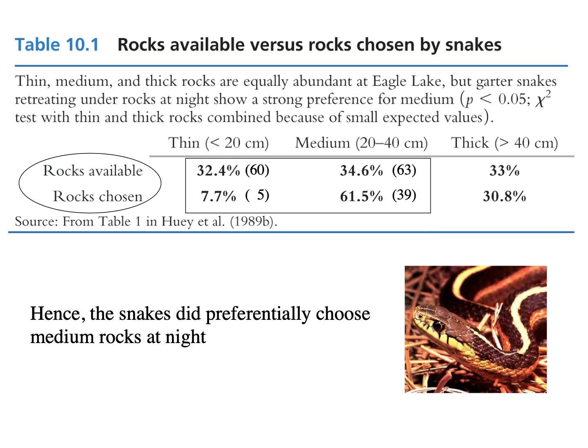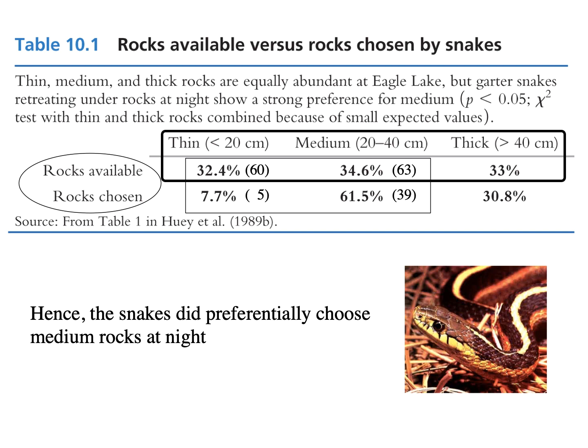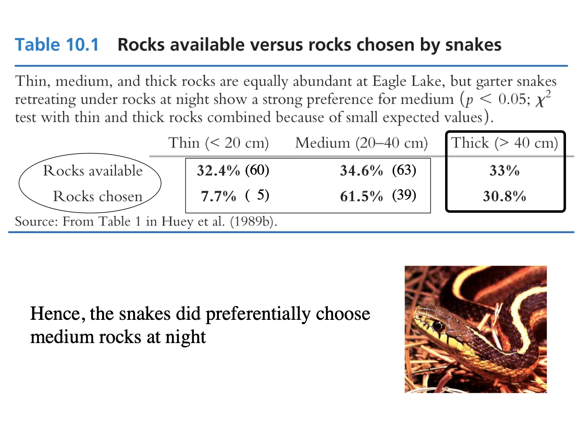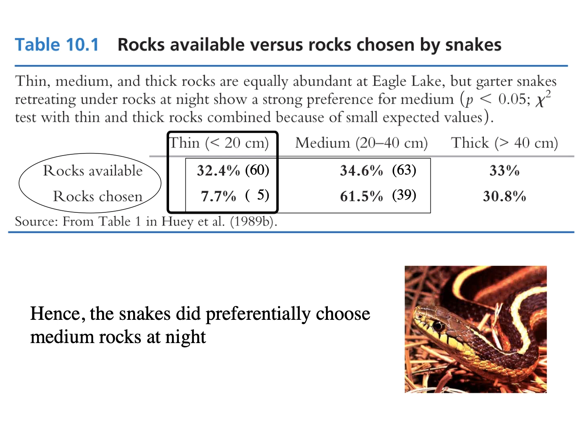And this table indicates their preference for rock size. So although in each case they gave them about a third, one-third of the rocks were thin, one-third of them were medium, one-third of them were thick, the snakes clearly preferred the medium rocks, and secondarily the thicker rocks. The thin rocks, which got too hot during the day and too cold at night, were not preferred by the snakes.